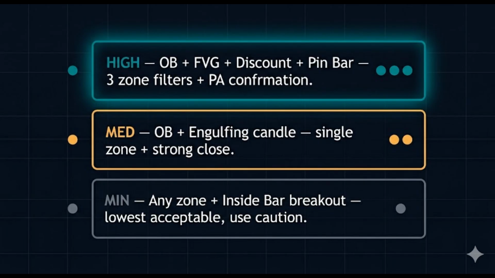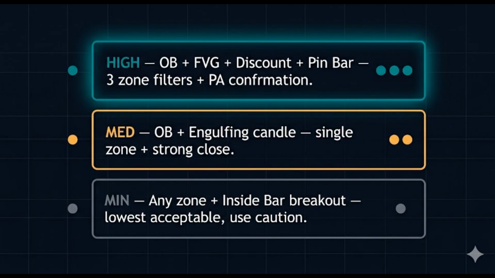The Confluence probability ladder. Not all confirmation setups are equal. The quality of your entry depends on how many filters align before the candle forms. High tier. You have an order block, a fair value gap overlapping it, price is in the discount zone, and a pin bar has printed at the OB 50% level. All filters present.